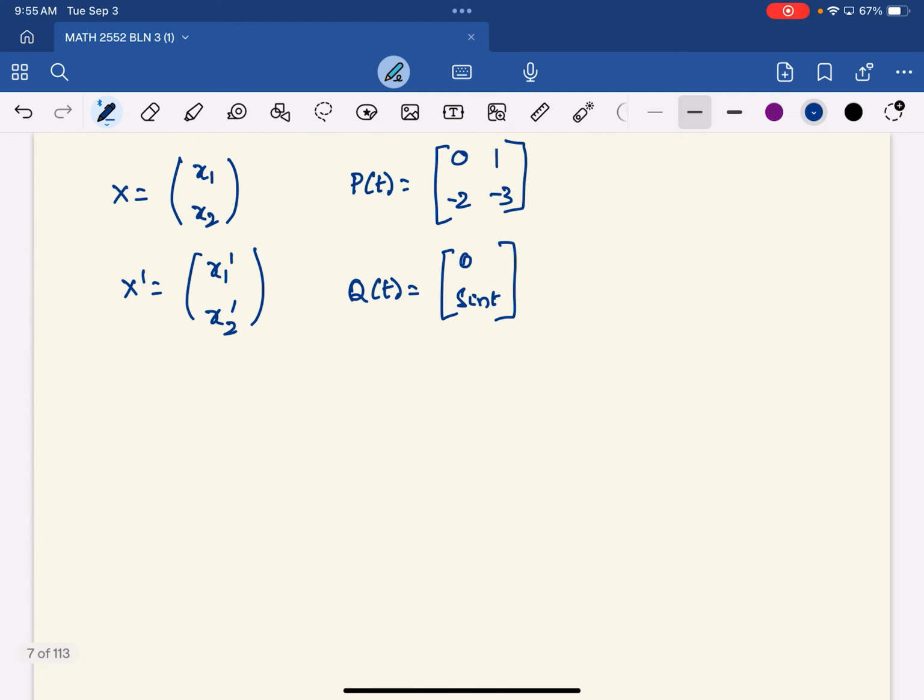Why is it a non-homogeneous system? Because Q of t is not equal to 0 for all t. Because it is not equal to 0 all the time, that's why this is a non-homogeneous system of first order differential equations. Are we together so far? So what did I do? I didn't do anything fantastic.